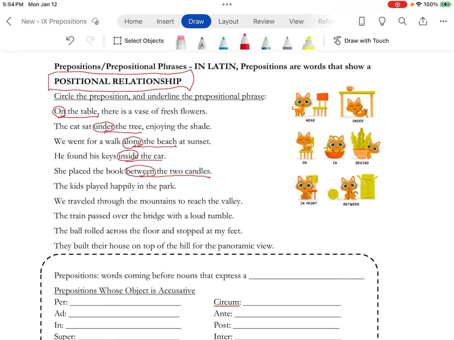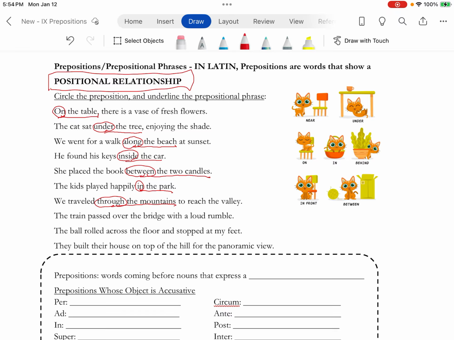The kids played happily in the park. In is our location word. The park finishes out the phrase. We traveled through the mountains to reach the valley. Through is going to be our preposition, and the mountains will finish off the phrase as its object.